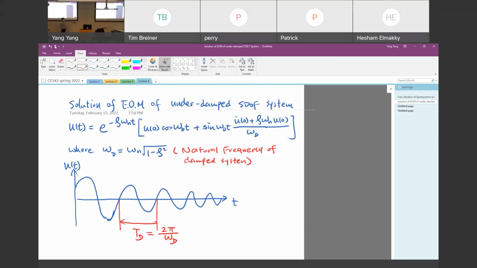the period is constant. The duration of each full cycle is a constant number. So that's how we show the displacement response as a function of time.